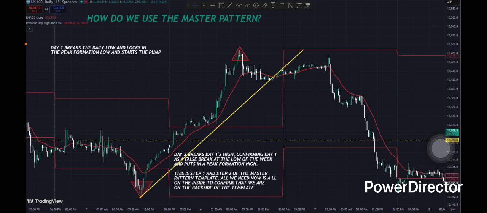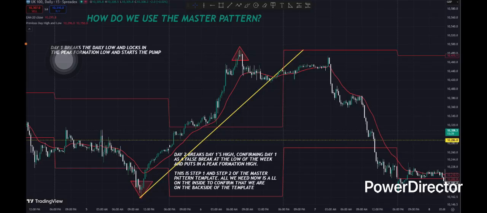So here you can see that day 1 breaks the daily low and locks in this peak formation low and starts the pump. Day 2 breaks day 1's high, confirming day 1 as the false break at the low of the week, and then it puts in a peak formation high up here. This is step 1 and step 2 of the master pattern template. And all we need now is a lower low on the inside to confirm that we are on the back side of the template.